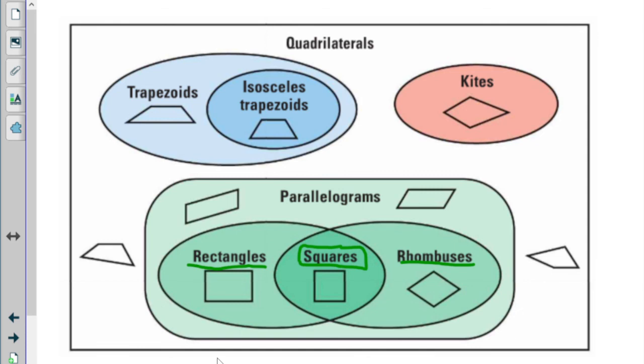So next time we'll actually look at examples where we use these properties. But that is the main chart that we're going to be using throughout this chapter to talk about these different types of shapes.